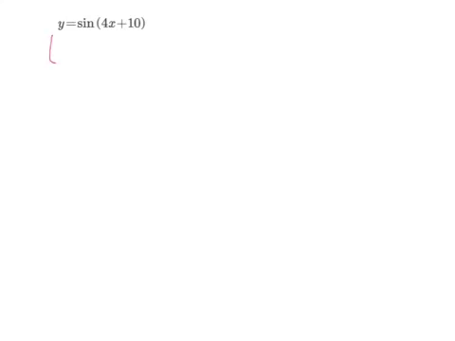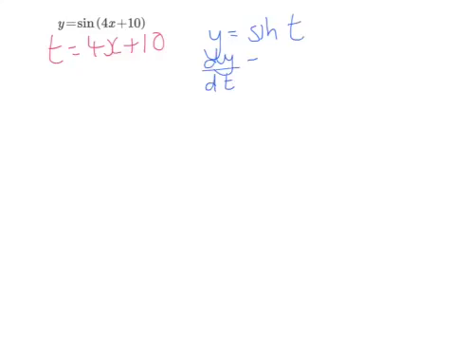Okay, next one. Right, so let's have t as 4x plus 10, and therefore y equals the sine of t. Okay, so let's differentiate him. dy by dt, the differential of sine is cos, so that will give us cos t. And let's differentiate the t. dt by dx equals 4. Okay, this is looking nice and easy.